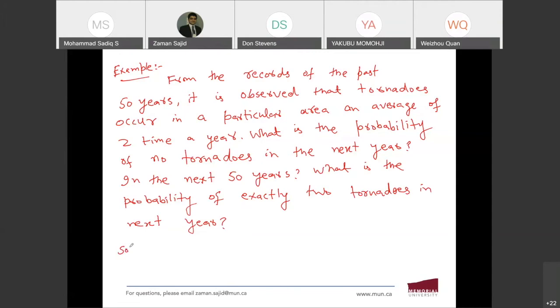First thing that you need to find out is your lambda here. So the lambda is occurrence, rate of the occurrence basically. So if you see here, we have 2 times per year occurrence of this. So my lambda will be 2 per year.